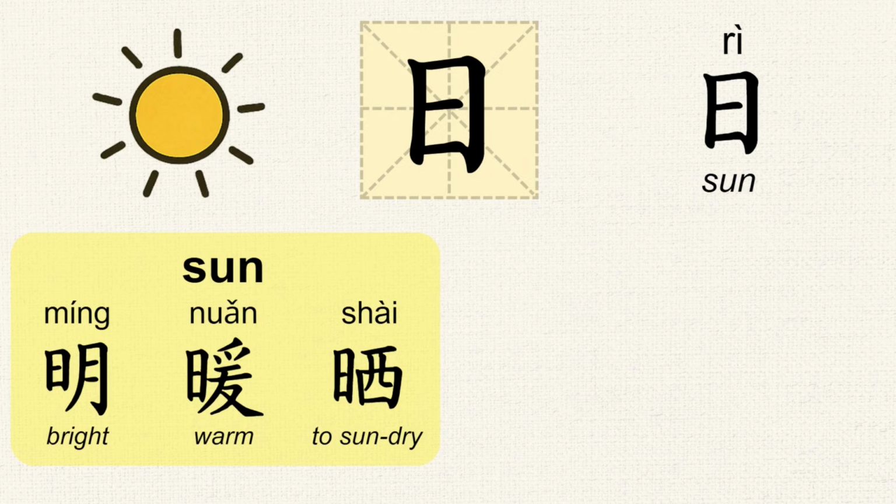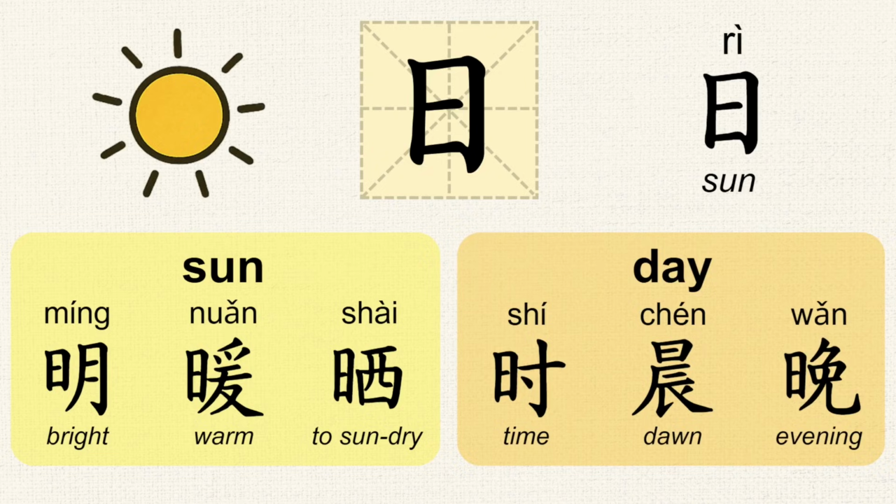日 can also carry a secondary meaning, which is day, which is of course connected to the sun. For example, 时, as in 时间, means time. 晨, as in 早晨, means dawn, and 晚 means late or evening.